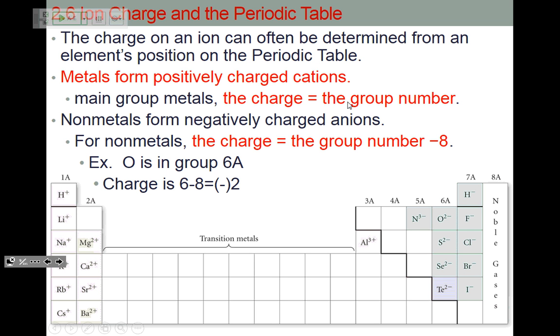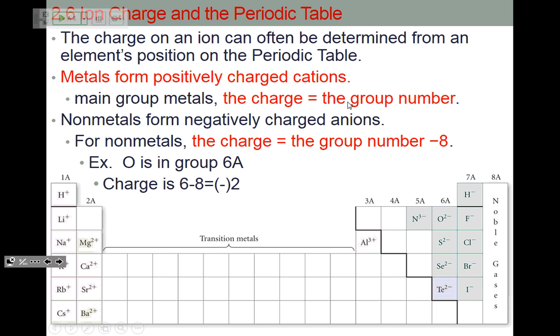Everything in group 2A forms a positive 2 charge. And our metal in group 3A forms a positive 3. Now remember, these are metals. We're not really concerned about those. Then our nonmetals, starting with nitrogen, is in group 5A. 5 minus 8 is going to give us a 3 minus. So they form 3 minus. And so on. So we can use those. And again, our noble gases, they're not going to form ions because they're very stable and they don't react.